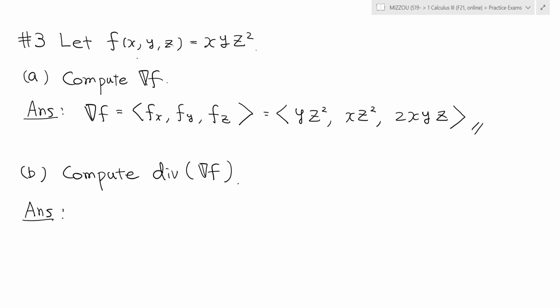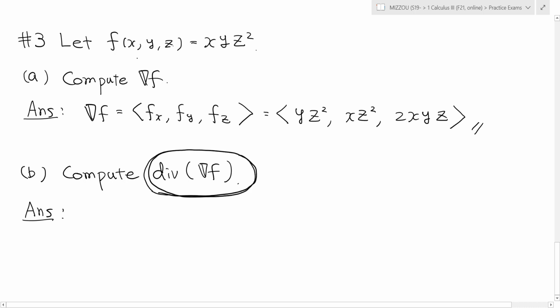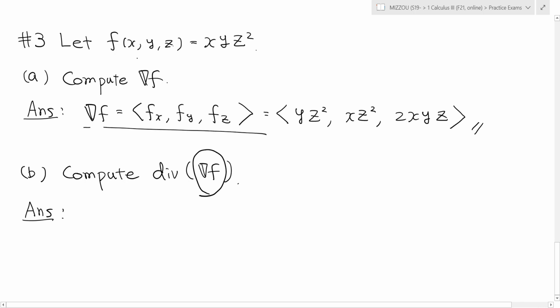Part B, compute the divergence of the gradient of f, where the gradient of f is as computed in the previous part.